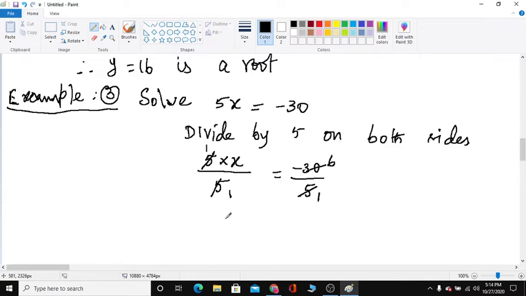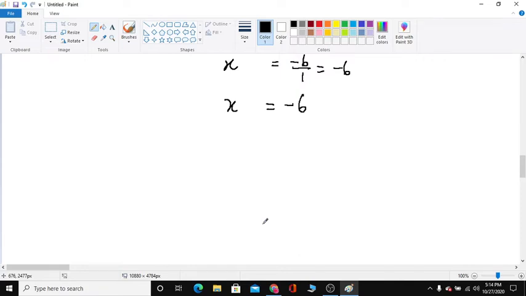Now we have to verify whether our answer is correct or not. Now we will do the verification, children. The verification when x is equal to minus 6: find the value of the left hand side and the right hand side. What is the equation? The equation is 5x is equal to minus 30.